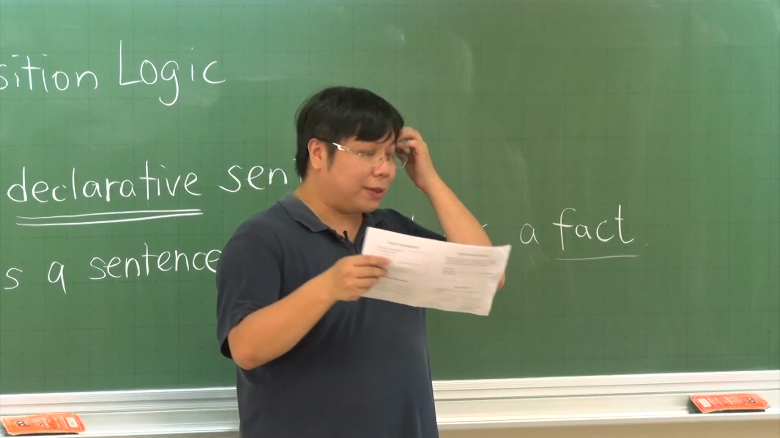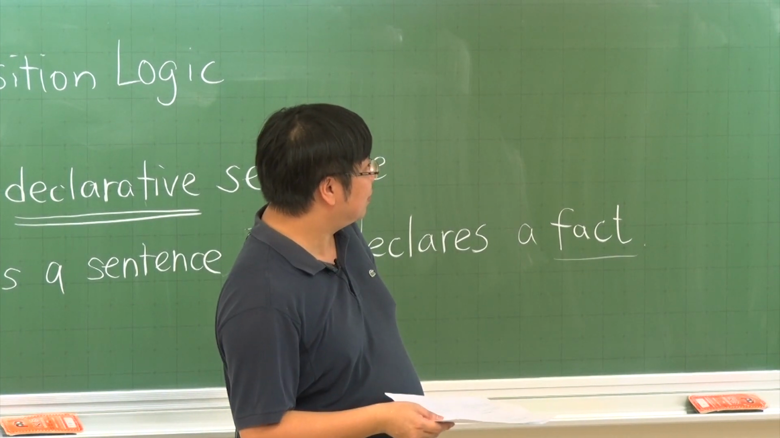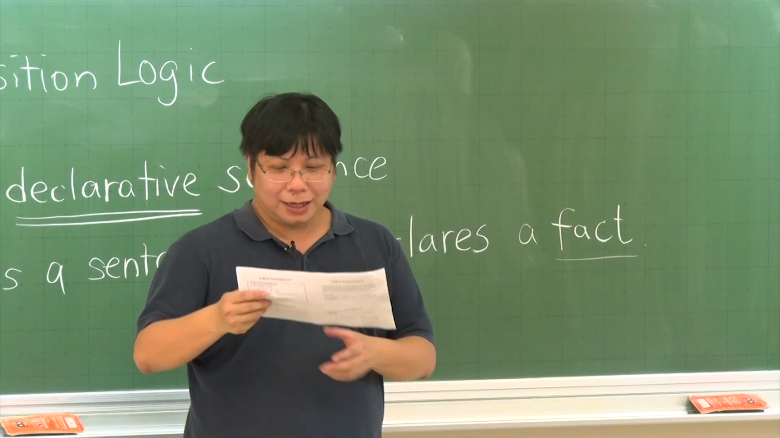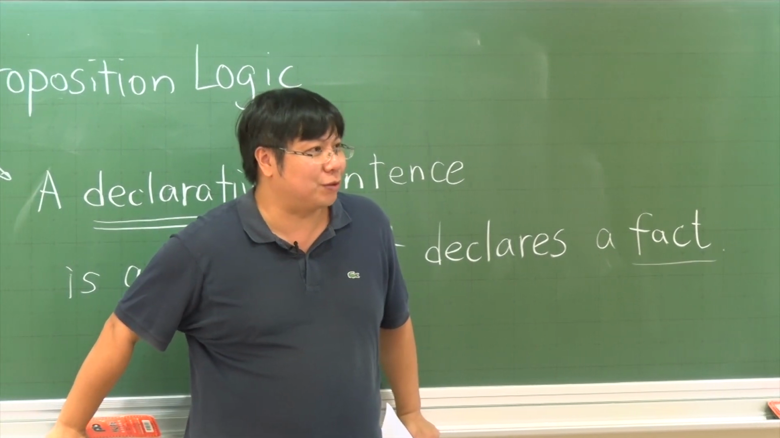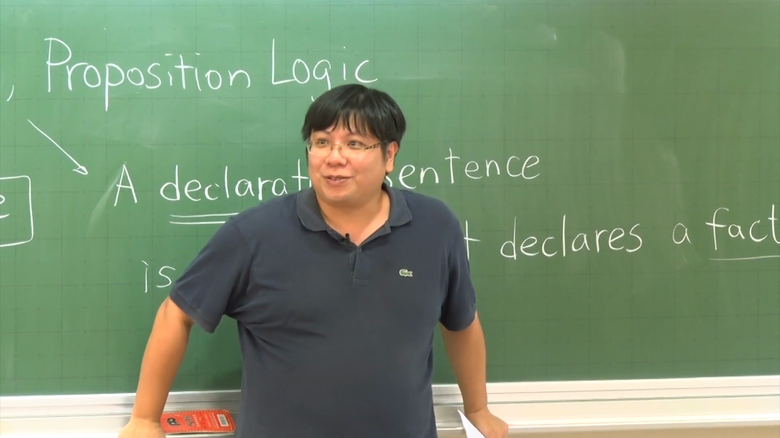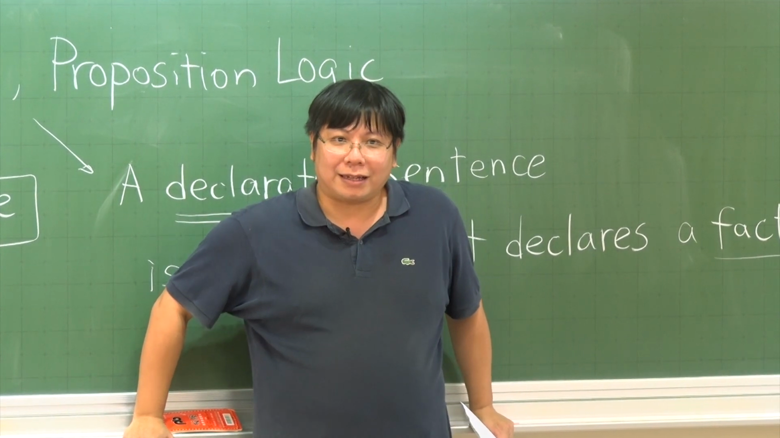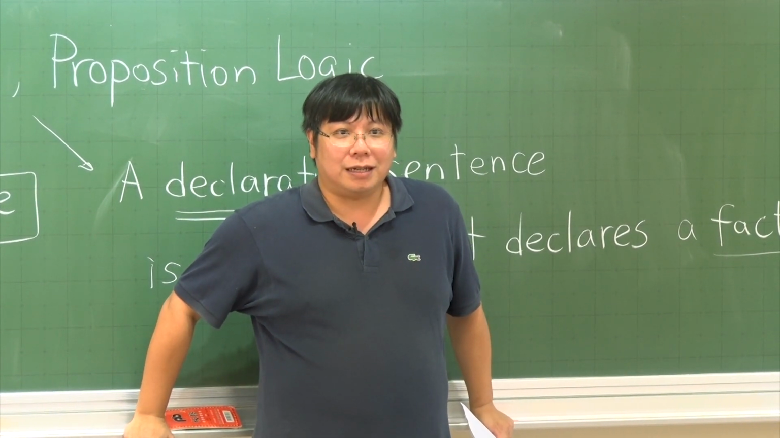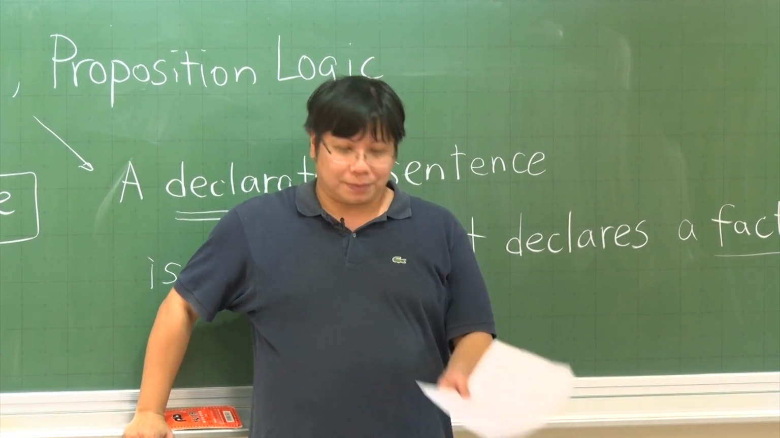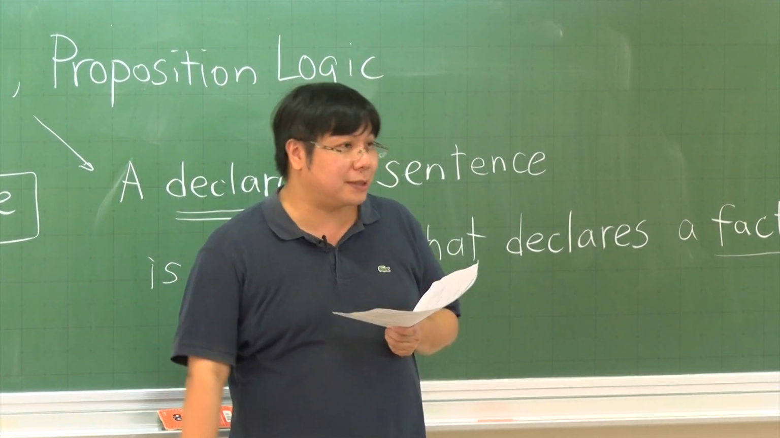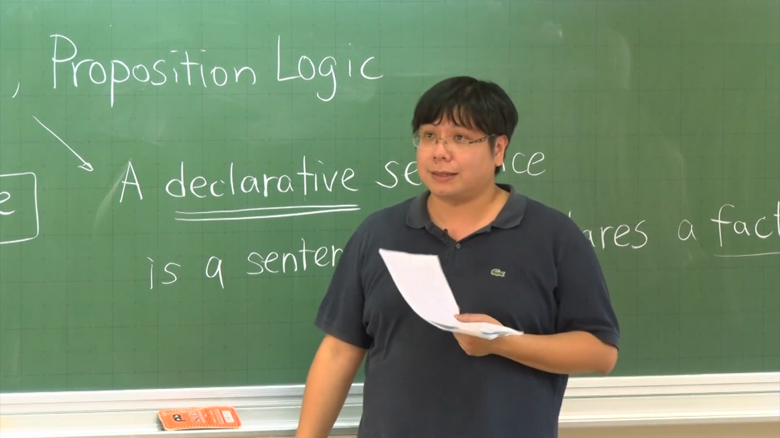So what are things that can be both true and false? For instance, x plus 1 is equal to 2. What is x? I didn't tell you. X could be 1, then in that case, true. X could be 2, in that case, wrong. So in that case, this is not a proposition, but this is a declarative sentence.